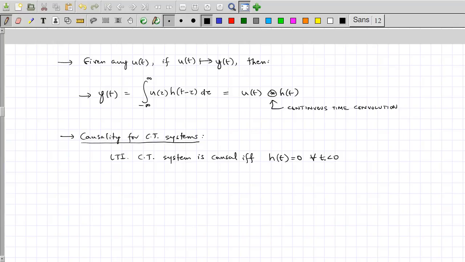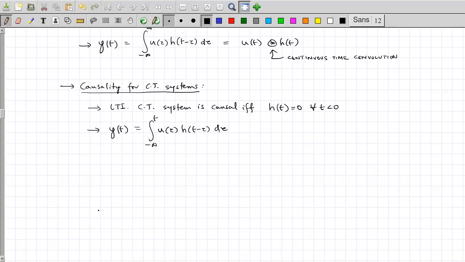So, if the system is causal, then the convolution expression above simplifies a little bit. You see that for any tau greater than t, this h of t minus tau is going to be 0 if it's causal. So y of t is simply the integral from minus infinity to t of u of tau h of t minus tau d tau.